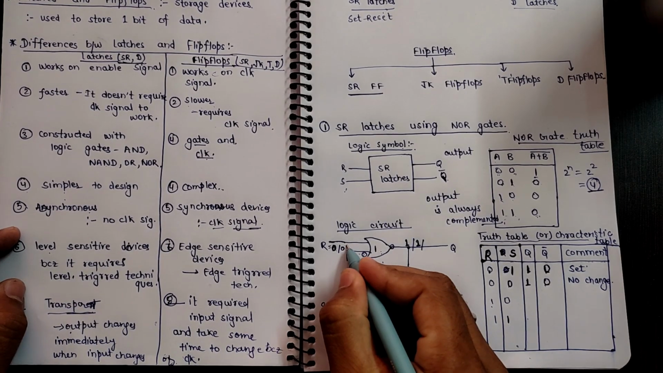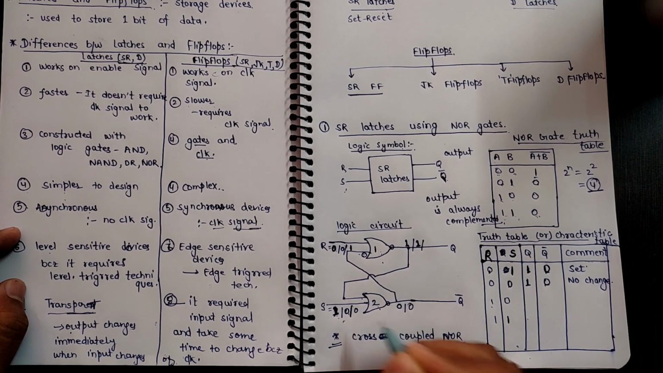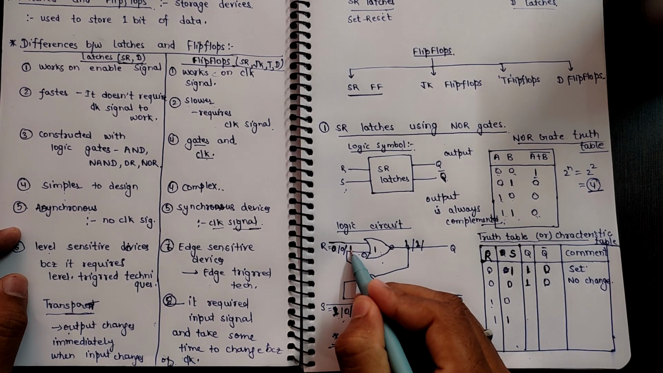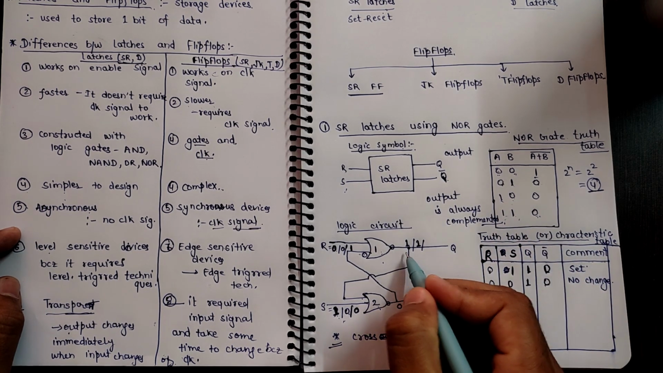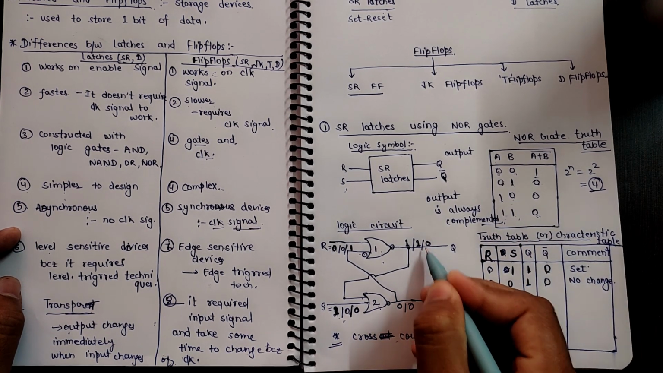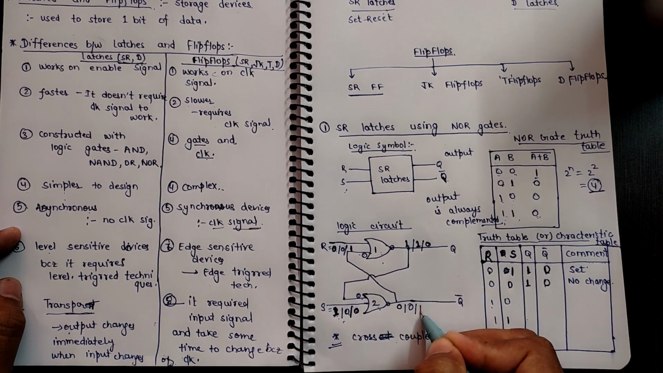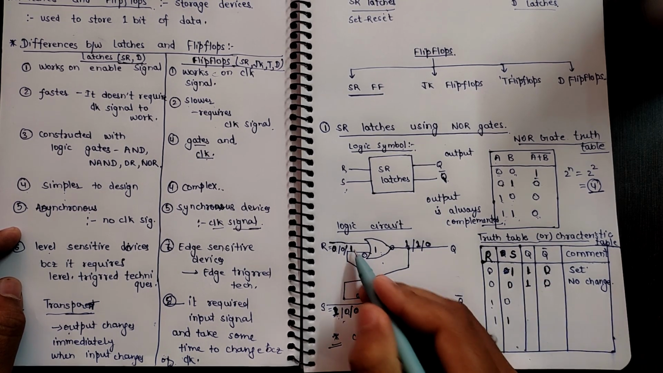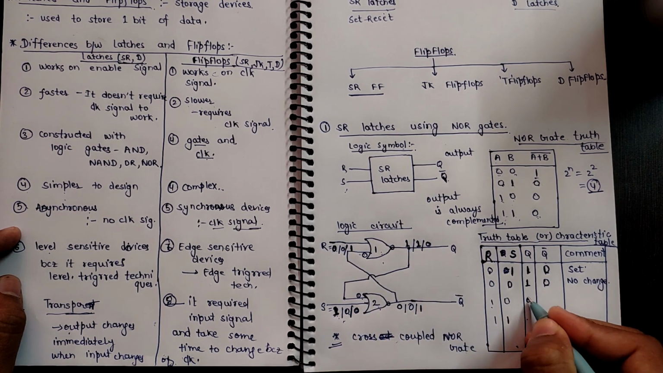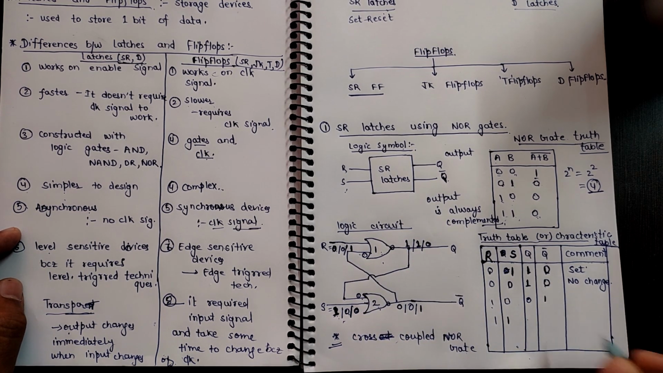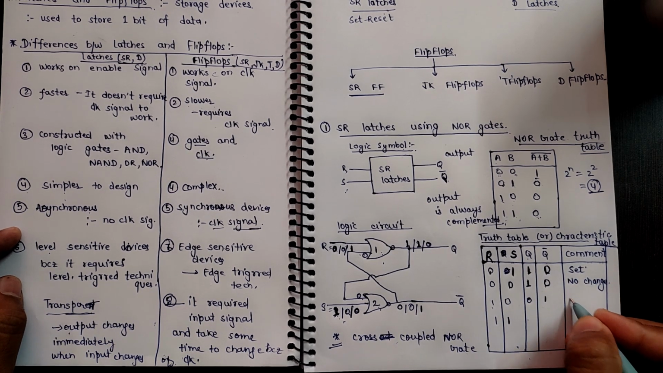Now the third case is R equal to 1 and S equal to 0. For this case we know that this is already 1, this is 0. If any of the input is 1, we will get 0 as our output. This 0 will be given here, so 0 and 0 will become what? 1. So if our input is 0, 1 and 0, we will get 0 and 1 as our output as Q and Q bar, and this is called reset.